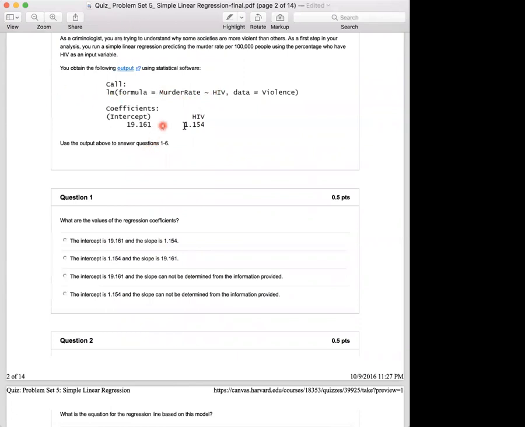Then we have the slope here. And the slope isn't actually referenced by name in the output. If you see my highlight here, HIV is the slope, and it is the predictor variable. The predictor variable is to the right, and to the left of the output is, sorry, to the left of the tilde.